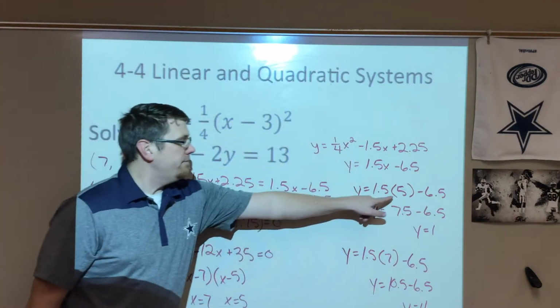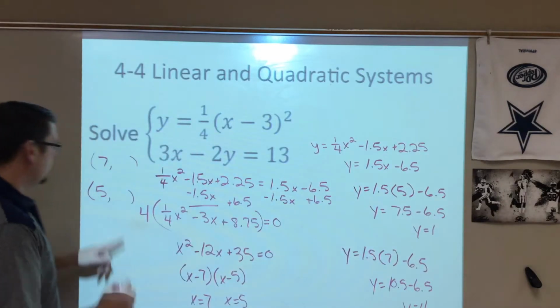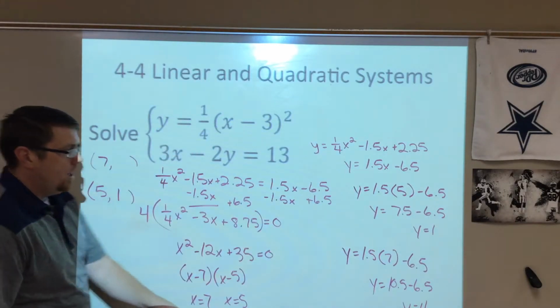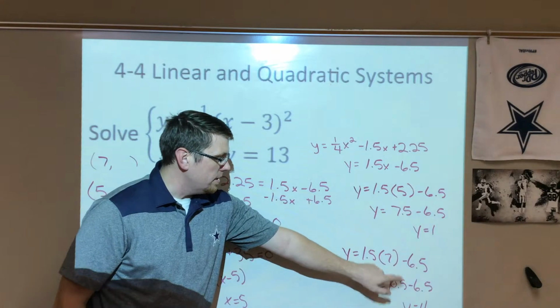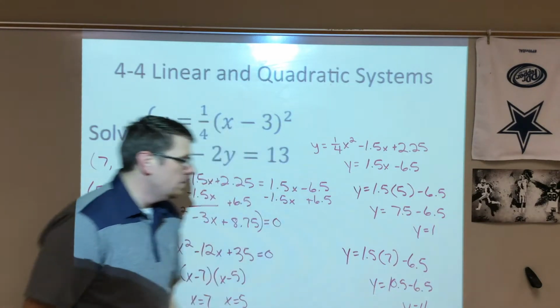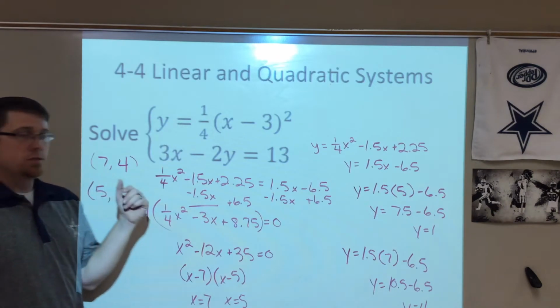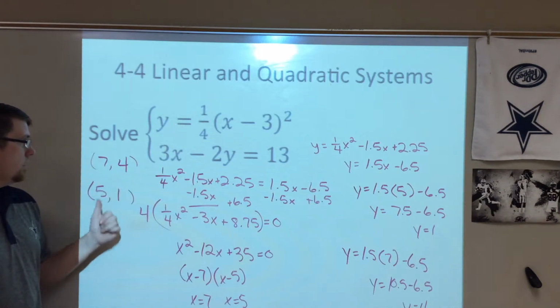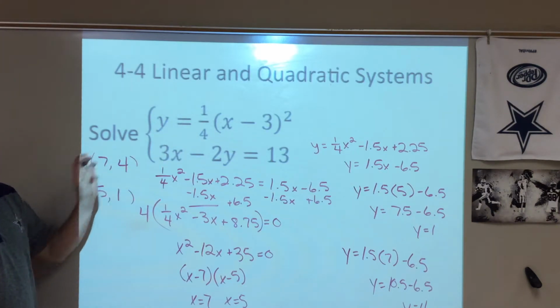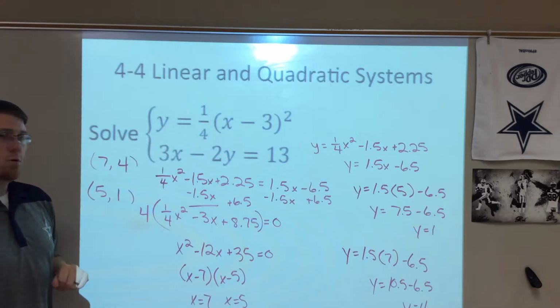So when we plugged in 5, y was 1. And when I plugged in 7 to the linear function, y was 4. So our two solutions are 7, 4, and 5, 1. That is the solution to this linear and quadratic system.